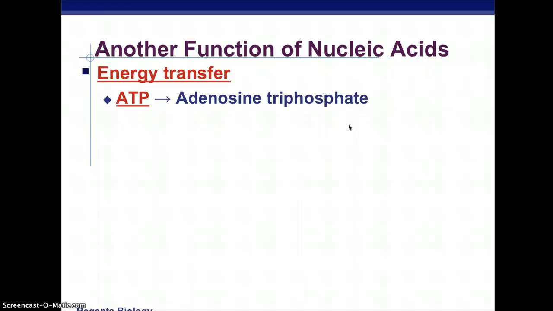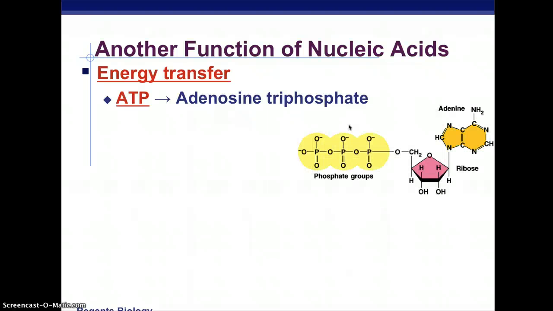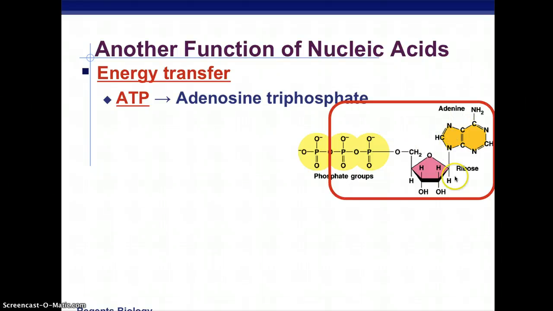Another function of nucleic acids, which is actually a very important one, is energy transfer. And this is done with a molecule called ATP, also known as adenosine triphosphate. We talked about glucose being one of our favorite words. ATP will also become one of your favorite words. But you can see that this is also a nucleotide, sugar, nitrogenous base, but instead of one phosphate group, we have 1, 2, 3, thus the reason we call it triphosphate.